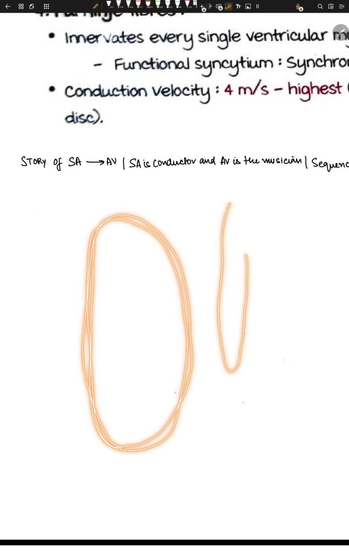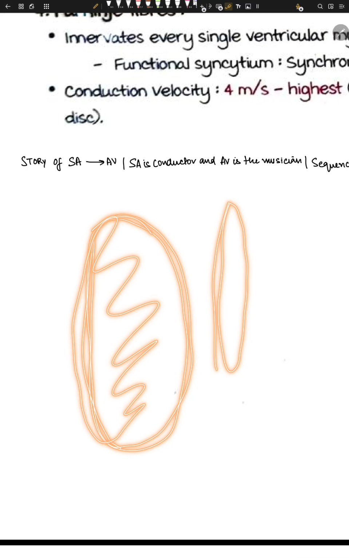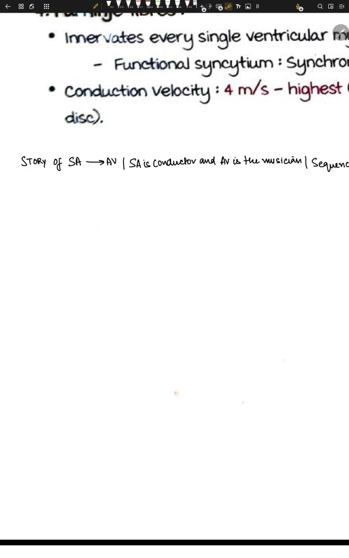So this was a normal cardiac cell, and this was a Purkinje cell. They are bigger in size because they want to travel. They have more gap junctions, and they want to have more conduction velocity. So they are larger in size. Other thing is that they have fewer myofibrils and more glycogen. They are rich in glycogen, and they are rich in gap junction and intercalated disc.